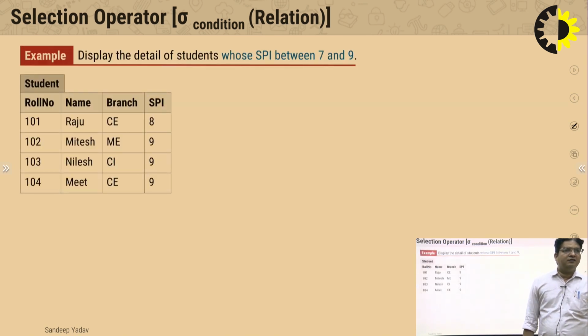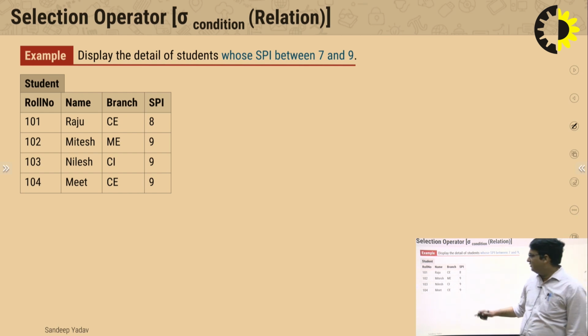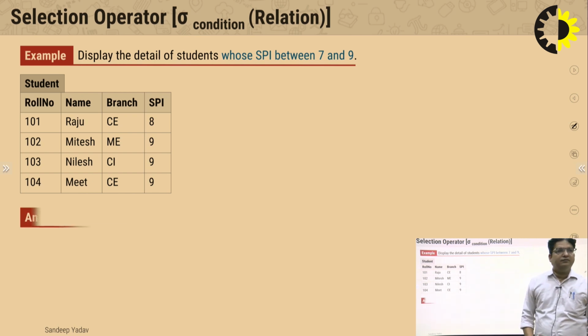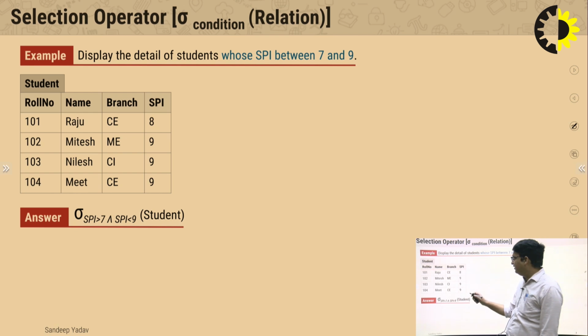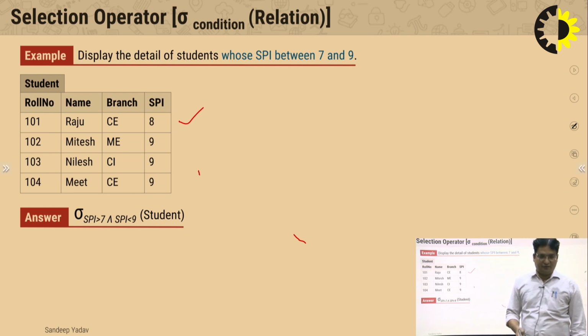Now let us see one more example to demonstrate it further. Find out the details of the students where the SPI is between 7 and 9. So SPI has to be greater than 7 and SPI has to be less than 9. So in this example, this is how we shall write it. The SPI less than 9 is 8. So this one will be the answer, the rest will not be the answer.